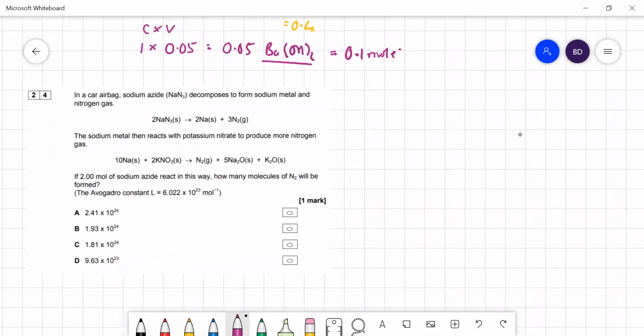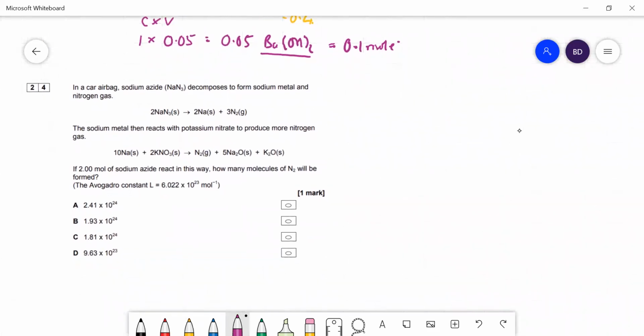Okay. Right. So sodium azide decomposes to form sodium metal and nitrogen gas in the airbag. So we're going to get some nitrogen there. But then the sodium goes on to react again, and you get a little bit more nitrogen. Okay. So it says if 2 moles of sodium azide react, how many molecules of N2?